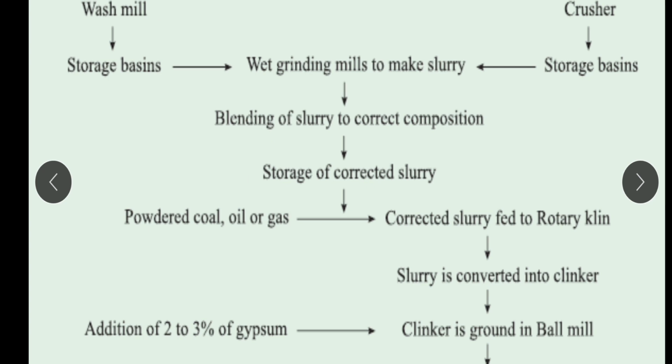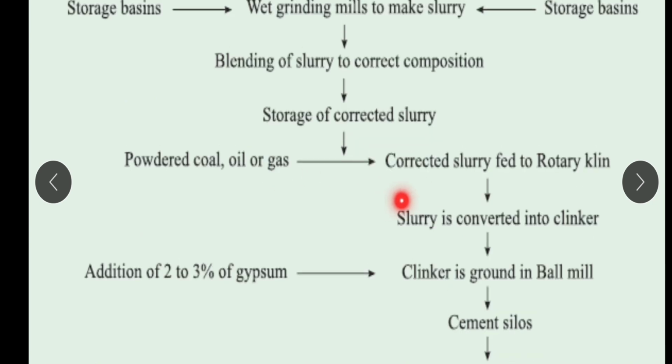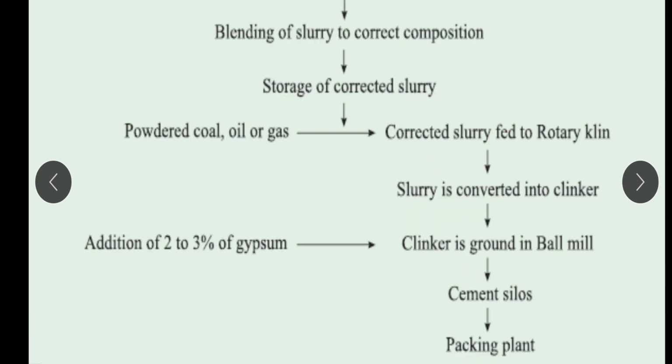The wet processed clay and dry processed limestone are mixed together in wet grinding mills to make a slurry, and blended up to slurry composition. That slurry is collected in storage, and a small amount of powdered coal or oil or gas is applied to heat that particular slurry, and then it will be converted into a solid type of formation.